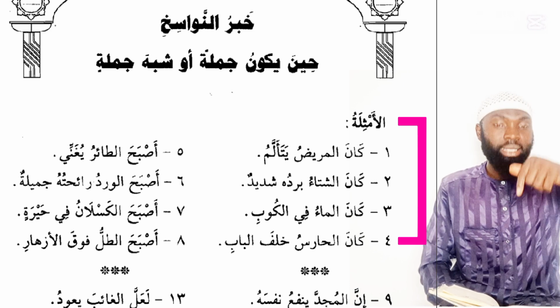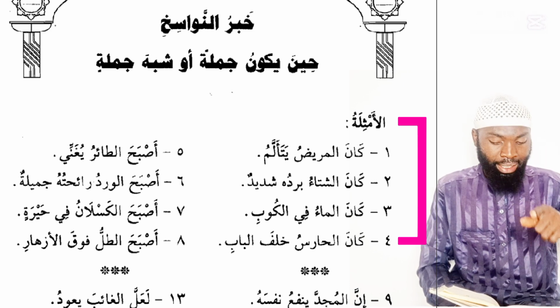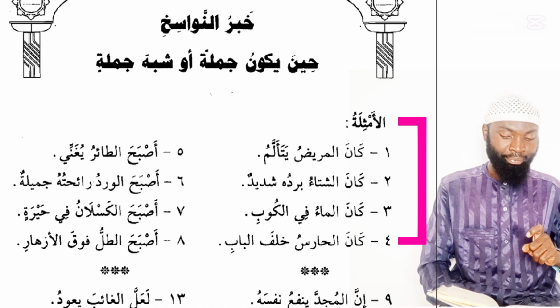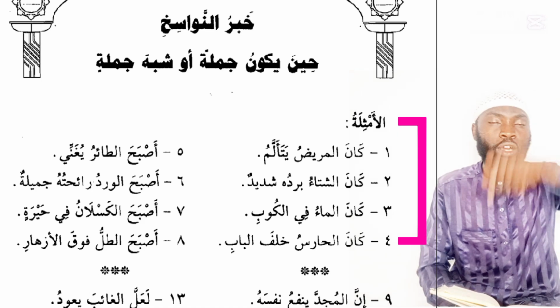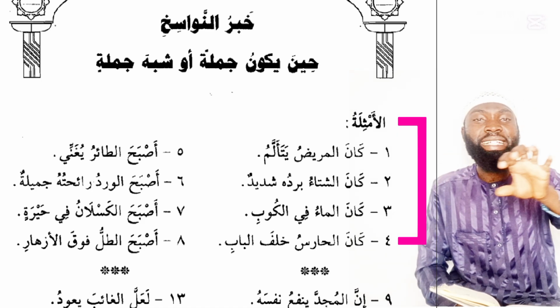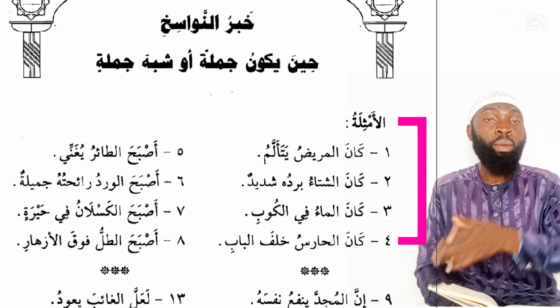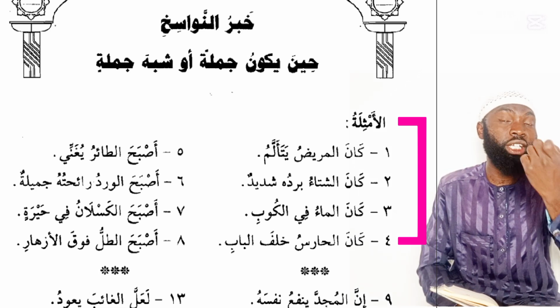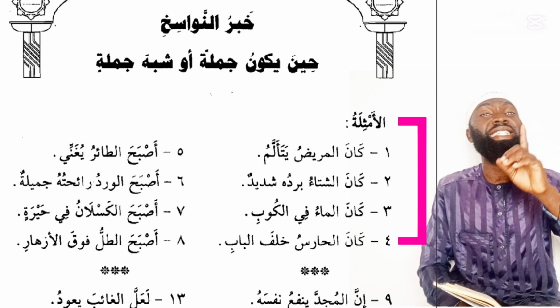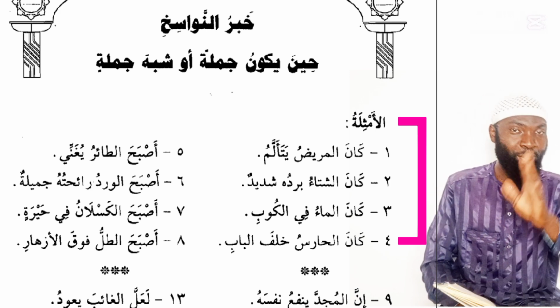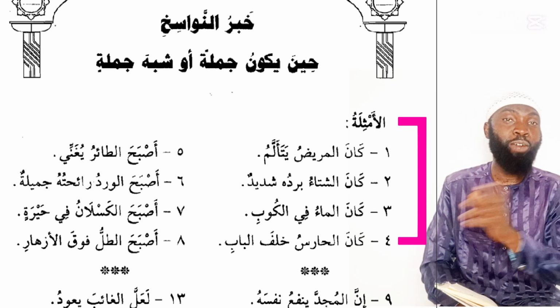Number three, we have kana al-ma'u fil kubi. The water was in the cup. So you can see al-ma'u is the mubtada, fil kubi, in the cup, is the khabar. But here the khabar is what? Fi is a preposition, a harf jarrin, and al-kubi is ismun majrur. So fil kubi is the khabar.